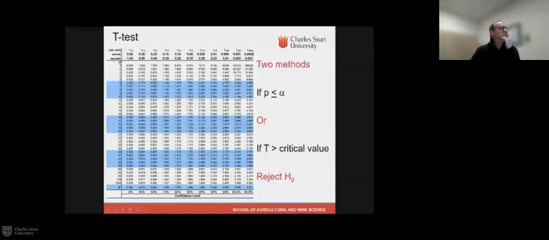Here is our degrees of freedom, related to the number of samples, n minus 1 df. So if we have 10 samples, the df we'll be looking at is 9. So here we go across to 9 and 0.05, and we'd see that I have a critical t-value of 1.8. If my t-score is greater than that, then I can reject my null hypothesis. So we'll have two ways that we can look at it.